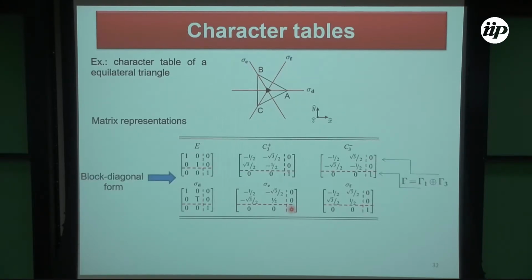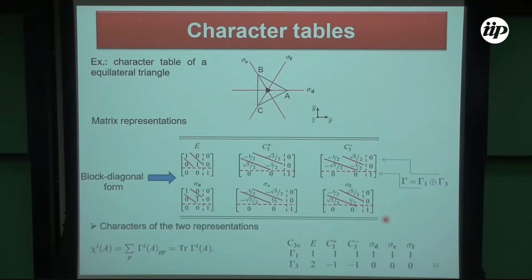So what we do is the block diagonal form. We have the x, y in the plane, and we have the z out of this plane. And you can actually separate these things. And this will be the matrix, the representation, which we will call gamma 1. And the other one will be gamma 3. So we have two representations here. And what matters is the character of the two representations.